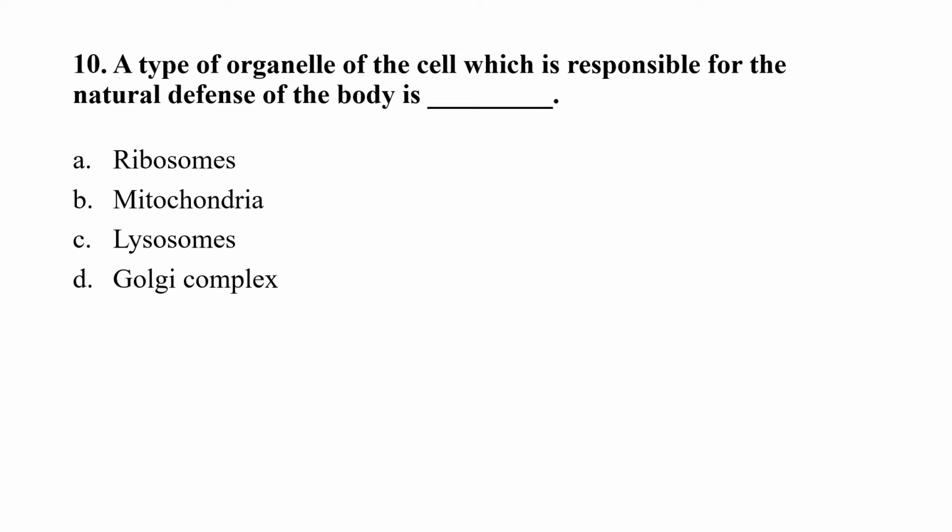Question number 10. A type of organelle of the cell which is responsible for natural defense of the body is option A, ribosomes, option B, mitochondria, option C, lysosomes. Correct option here is option C, which is lysosomes. Lysosome helps in the defense of the body by breaking down or digesting the outside molecules.